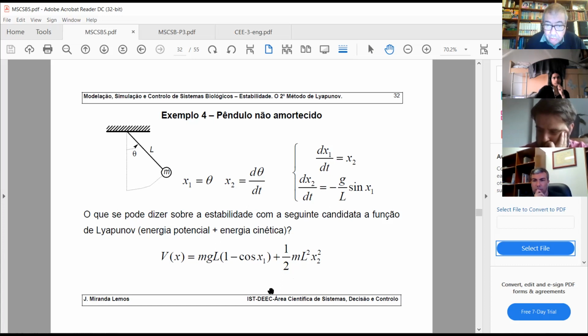So gravity, but no friction. If you have no friction, it will continue by energy forever. It never ends. It does not exist in physical terms, but that's why it's called a mathematical pendulum. So we are expecting this to be asymptotically stable.